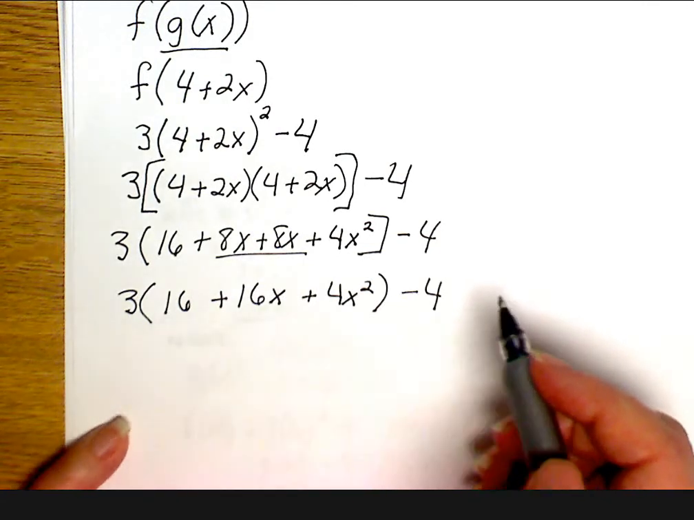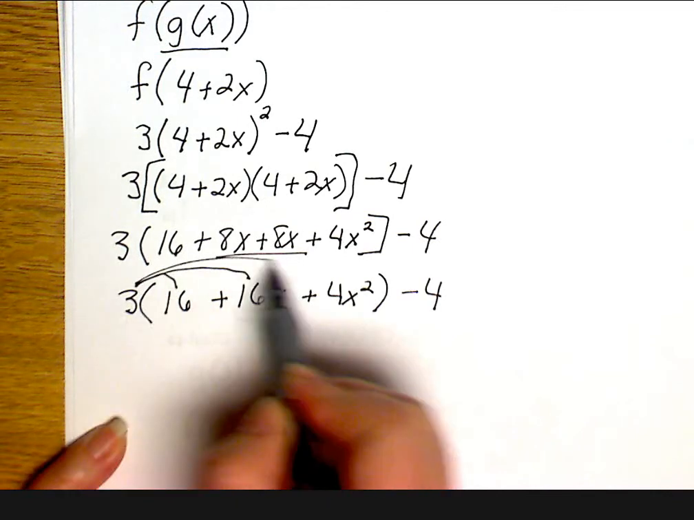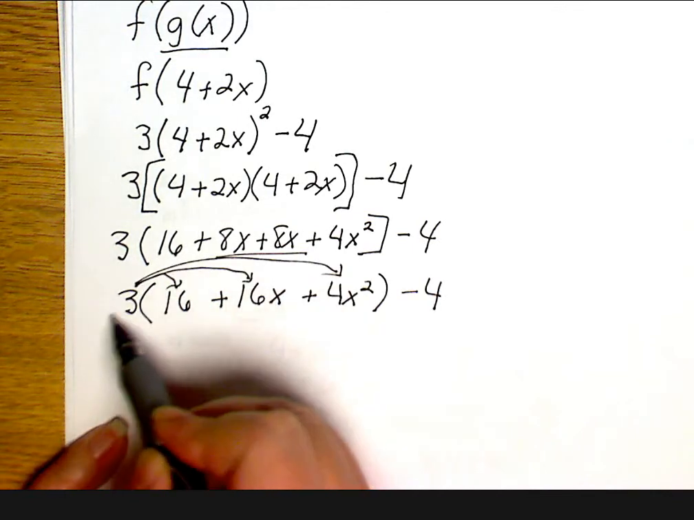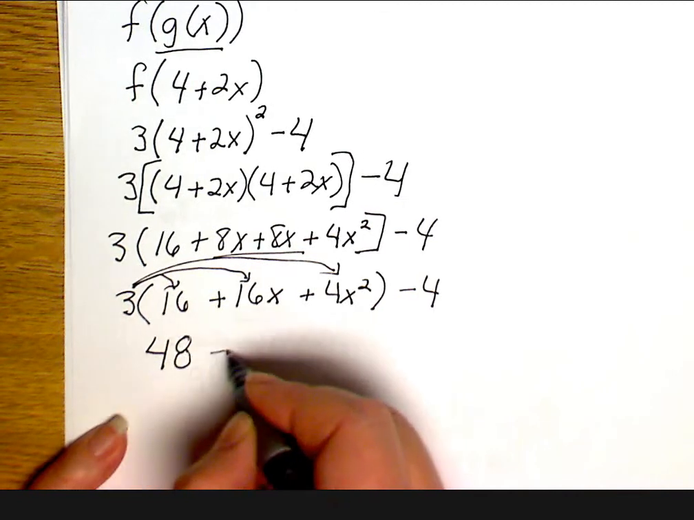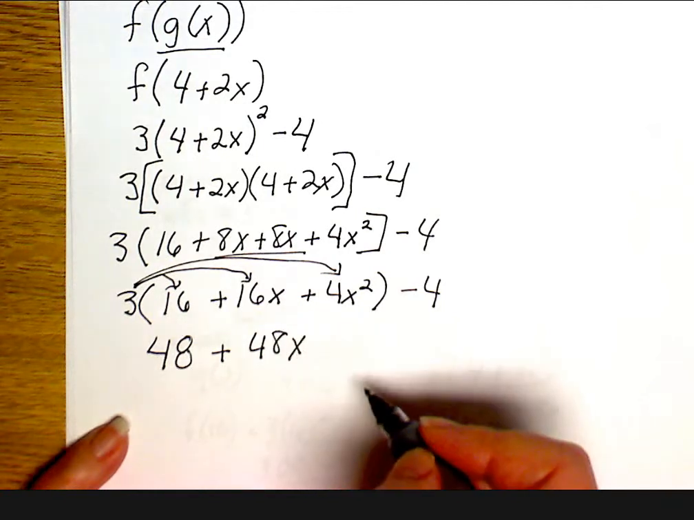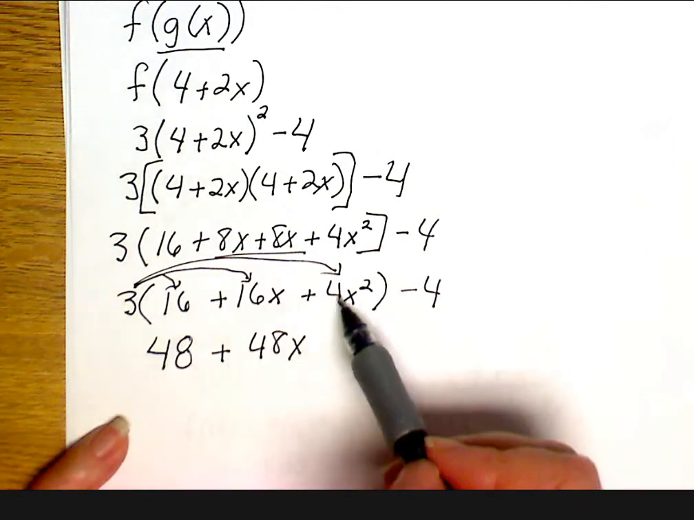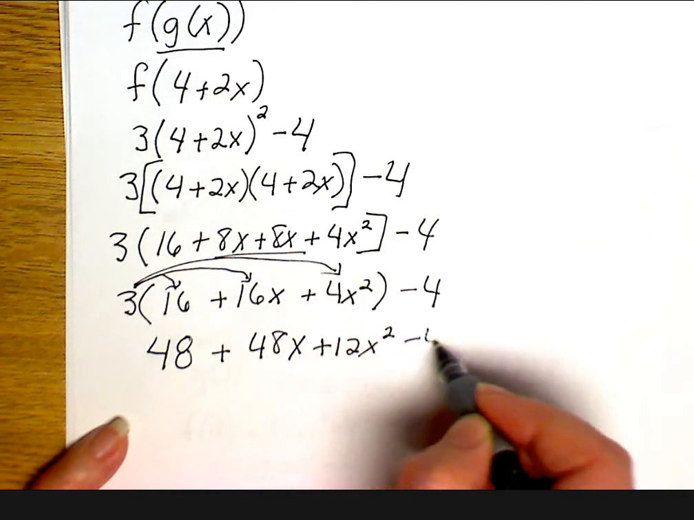All right, so then we have to distribute. 3 times 16 is 48 plus 48x. 3 times 4 is 12x squared minus 4.